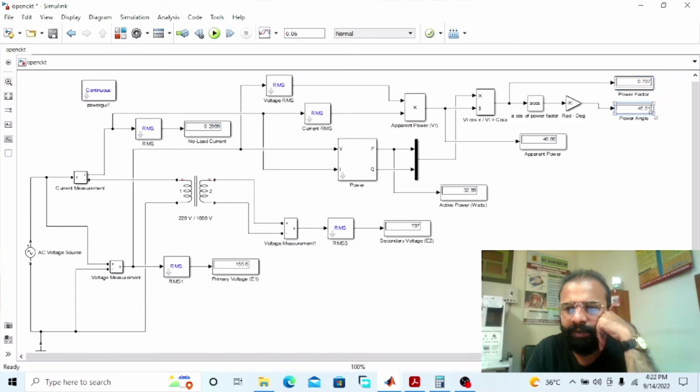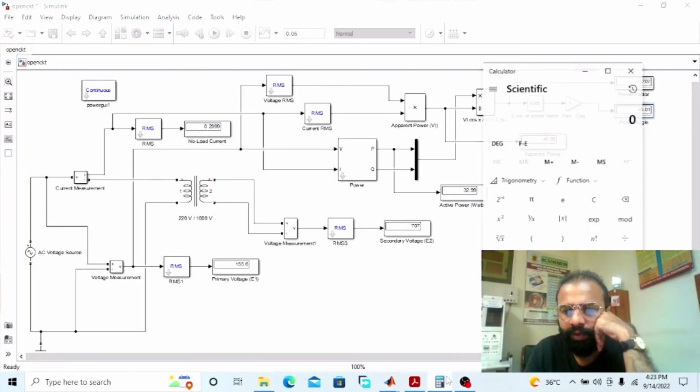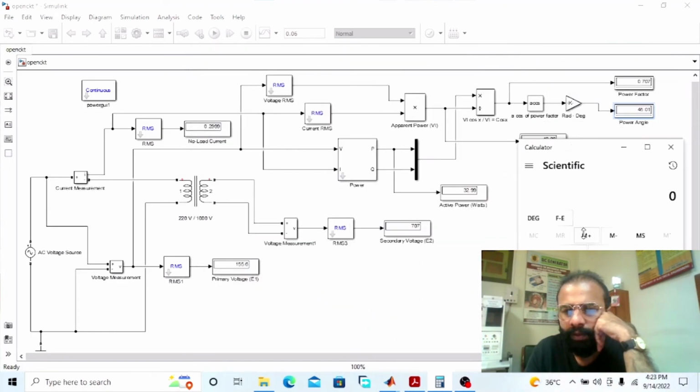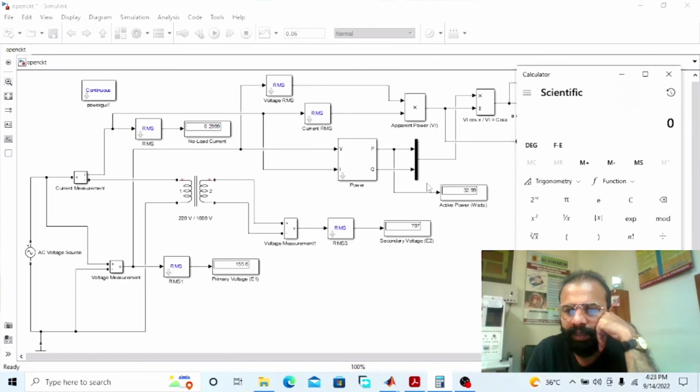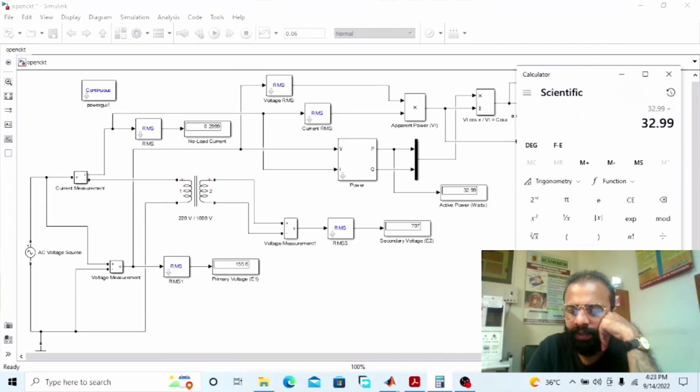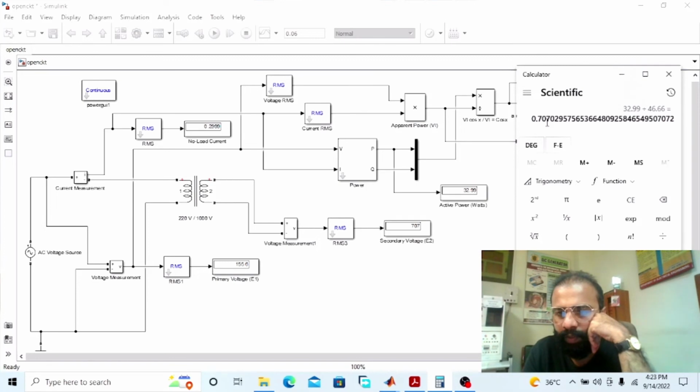We can also verify this power factor with the ratio of the active power. Active power is here 32.99 and 46.66 is our apparent power. Use the calculator. Power factor is the ratio of the true power, which is the active power, to the apparent power. So the active power is 32.99 divided by the apparent power, which is 46.66. Now our power factor is the same, 0.707.